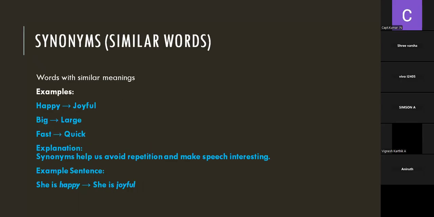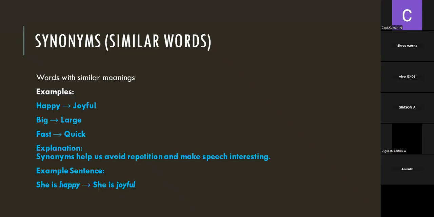Now, let's see the other slide, that is synonyms. It has another name called similar words. Words with similar meaning. Example: happy, joyful; big, large; fast, quick. Explanation for this: synonyms help us avoid repetition and make speech interesting. Example for this: she's happy. She is joyful.